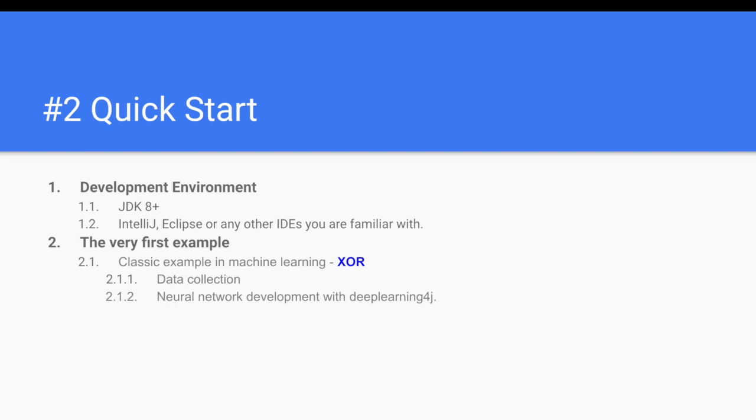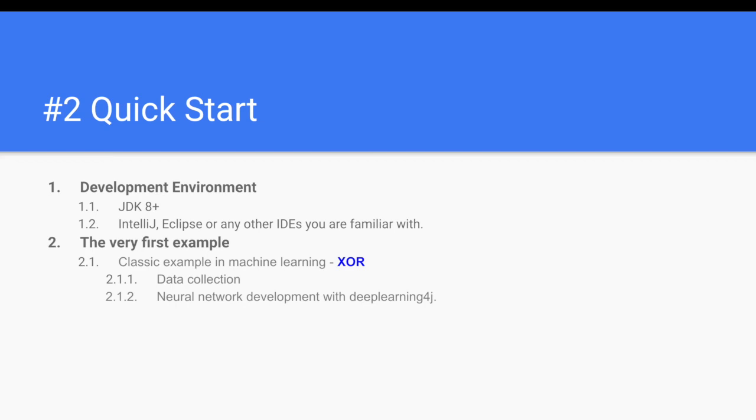Okay, assuming that you already have the basic understanding and knowledge of machine learning, and you are wondering how you can start your very first network or model development in Java, we can start here. For the development environment, you need to have JDK 8 or onwards installed. And for the IDE, you can use any one you are familiar with. I'm going to use IntelliJ.